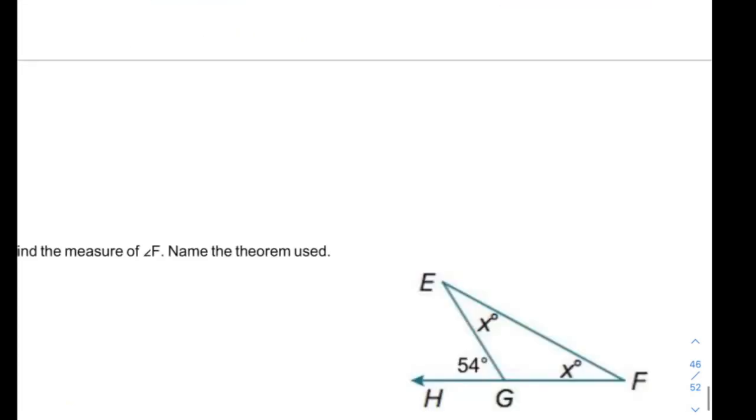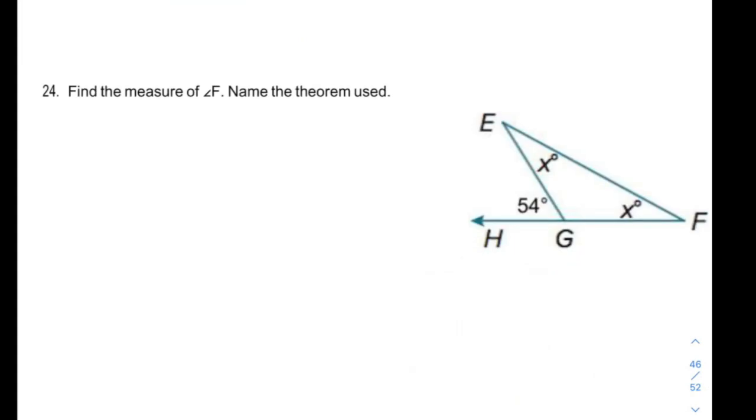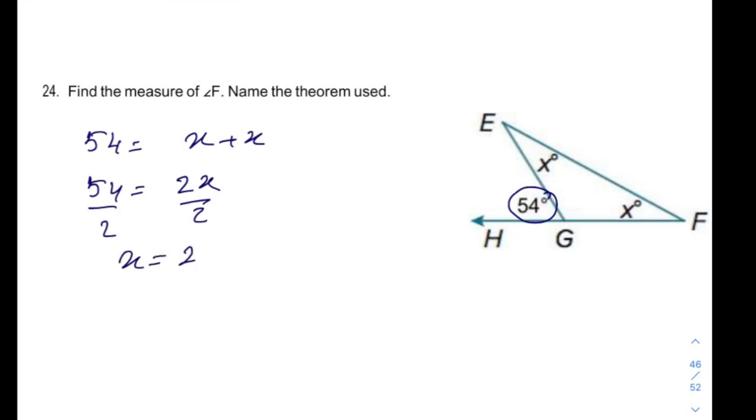Next, find the measure of angle F here. Same here. Measure of angle F, the exterior angle, is equal to x plus x. So 54 is 2x. So x is 27. Easy.